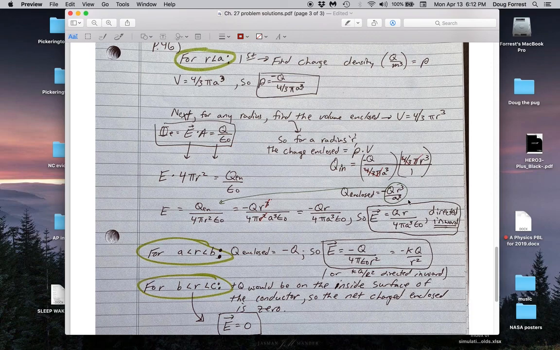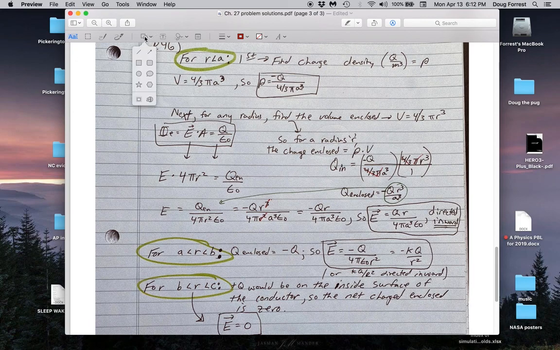So that's tough, right? The key thing is you've got to find the charge density, and multiply the charge density by the volume of whatever sphere you have of radius r. That will tell you the charge that's enclosed, and then you apply that to the electric flux formula.